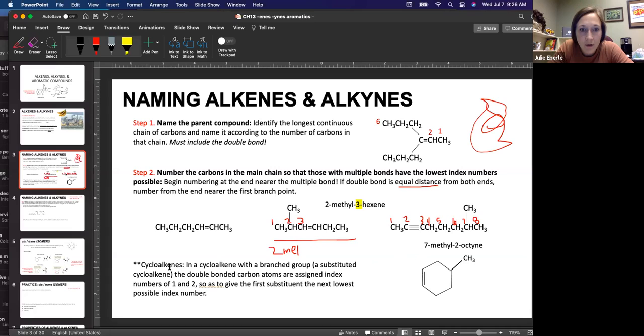Cycloalkenes are ring structures that have a double bond in them. It could have one double bond, it could have more than one double bond. If it's got alternating double and single bonds, then you know it's an aromatic. But if it just has 1 or 2 double bonds, that is an alkene.